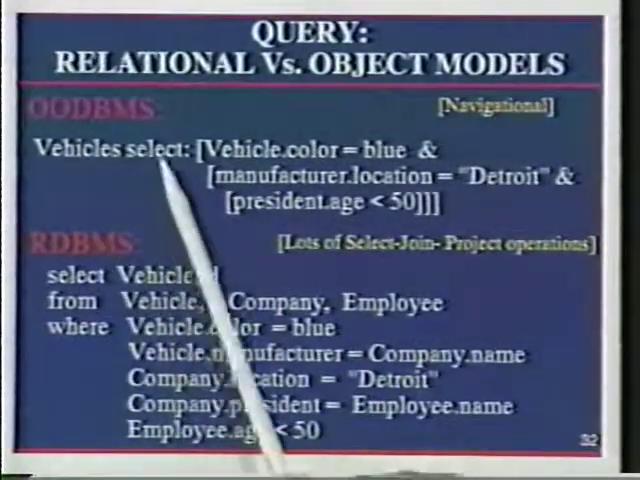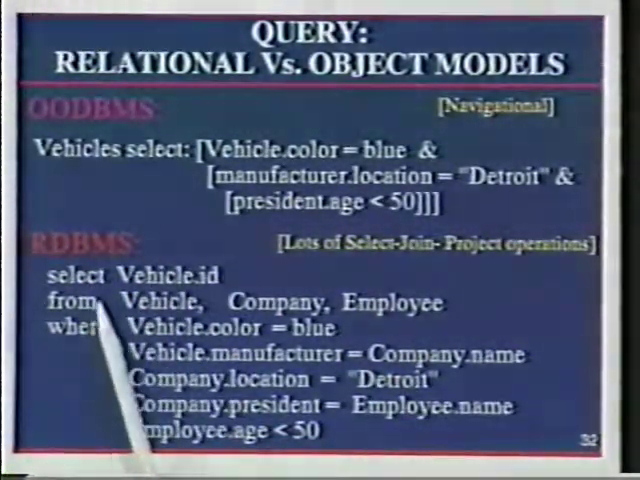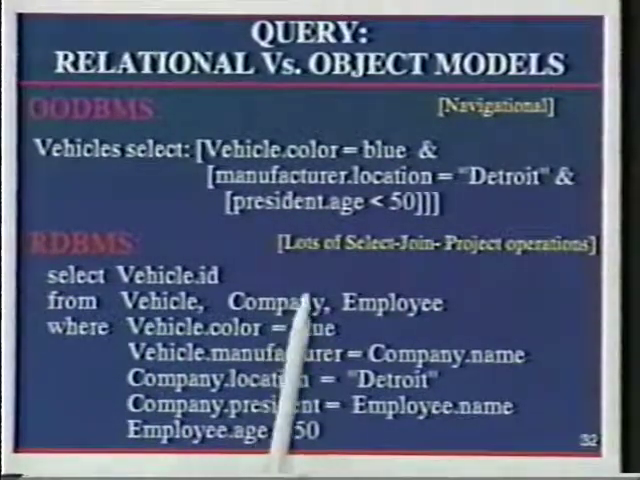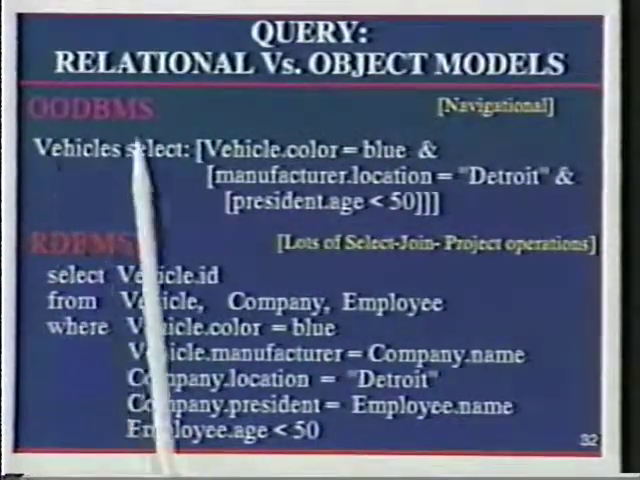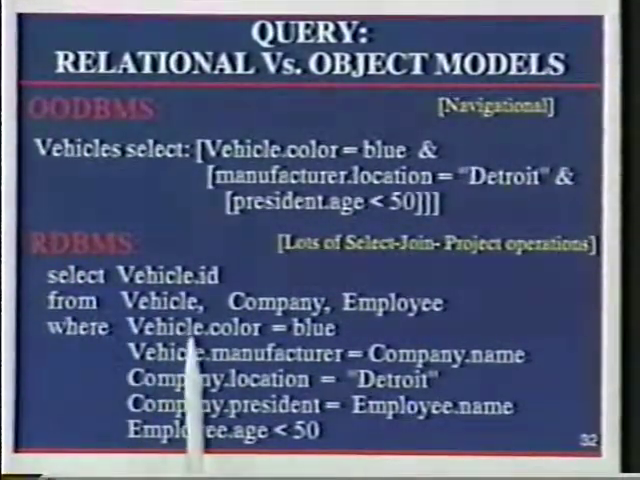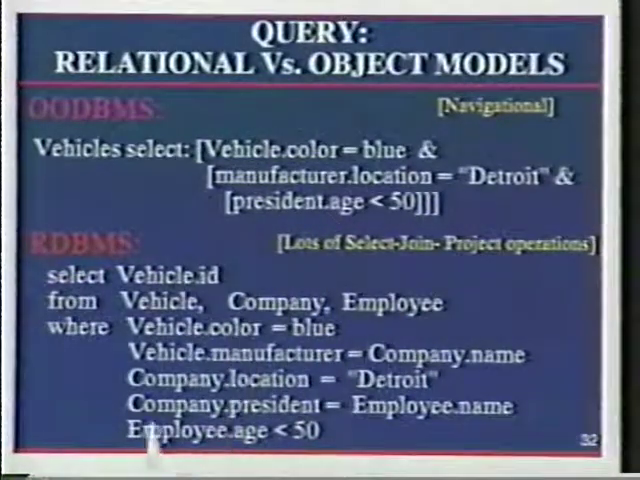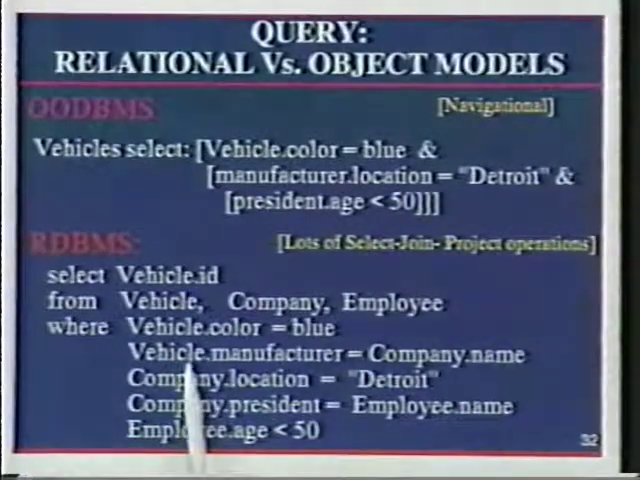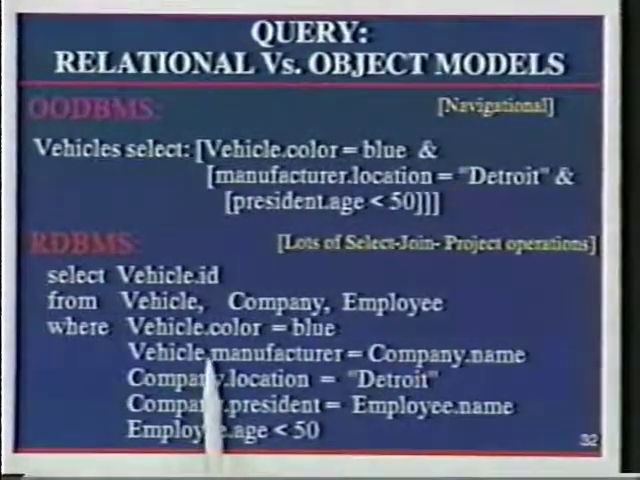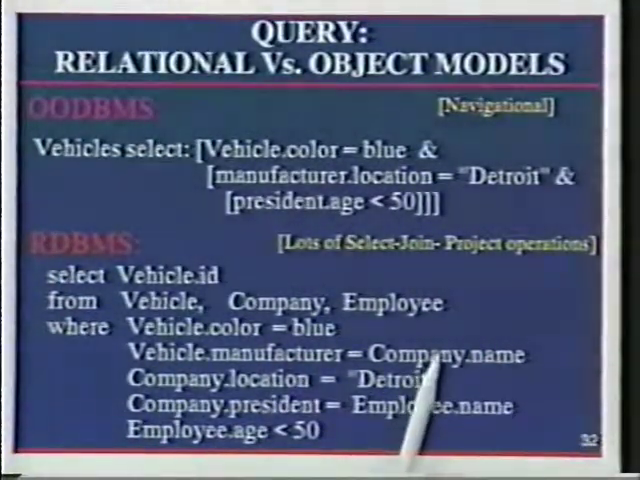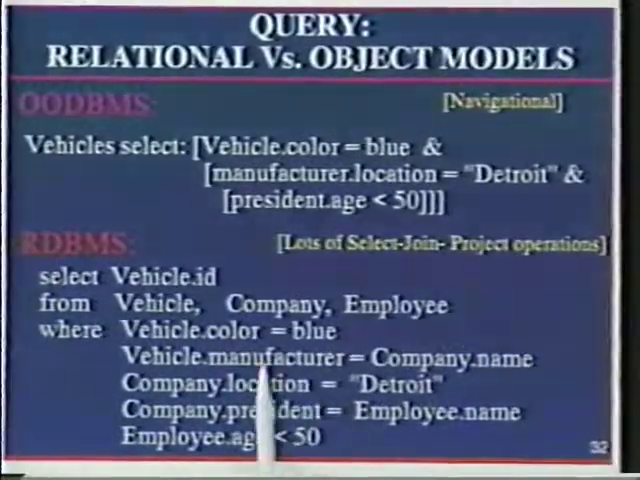On the other hand, even for the simple example, in relational database systems, I do it in the following manner. Select vehicle.id from these three relations, vehicle, company, and employee. Remember here there is only one class object, which is the vehicles, where vehicle.color equals blue, which is similar to that. However, now we have to tie the employee and the vehicle, and so the company and the manufacturer. We do it by vehicle.manufacturer equals company.name. So that's how we do this tying in here.